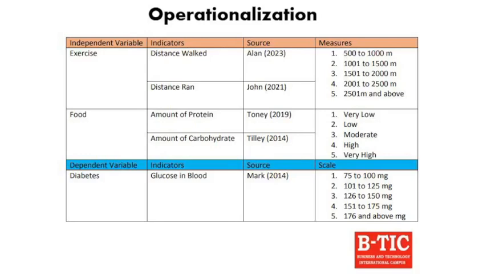Let's say if you develop an indicator, distance walked, to measure exercise, you have to have a source for this. Literature should confirm that the distance walked will measure the exercise that you have done. So we have to give the citation of all of those, and after that the scale. How are you going to measure the distance walked, distance ran? We have given the meter scale for it. And food, how are you going to measure very low, very high, which is the Likert scale. And after that, finally, diabetes, we measure the glucose in your blood, that is in microgram or milligram scale. So this is your operationalization table. One of these tables should be given in your proposal as well as the report.